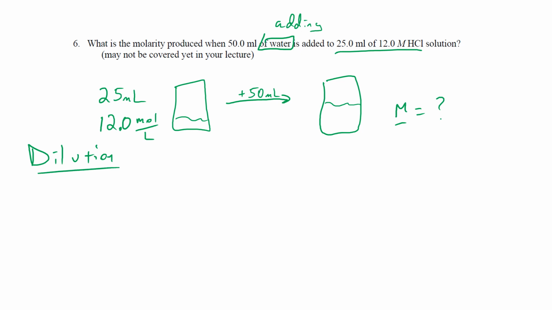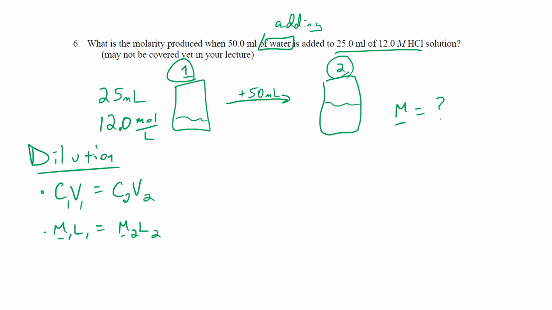So now we can think, okay, what kind of equations are associated with dilution problems? Well, we have C1 V1 equals C2 V2, where the C and the V are the concentration and the volume of what I start with. That's what we call number 1. And what I end with, that's 2. And molarity 1, liters 1 equals molarity 2, liters 2. This is the same equation, but specifically for molarity in liters. But we're going to use this first one here.